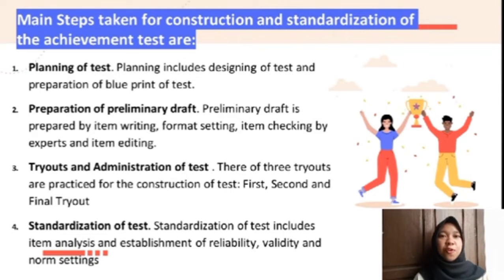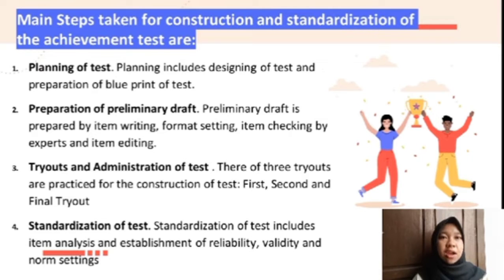Main steps taken for construction and standardization of the achievement tests are: the first is planning of tests. Planning includes designing of tests and preparation of blueprint of tests. The second one is preparation of preliminary draft. Preliminary draft is prepared by item writing, format setting, item checking by expert, and item editing.